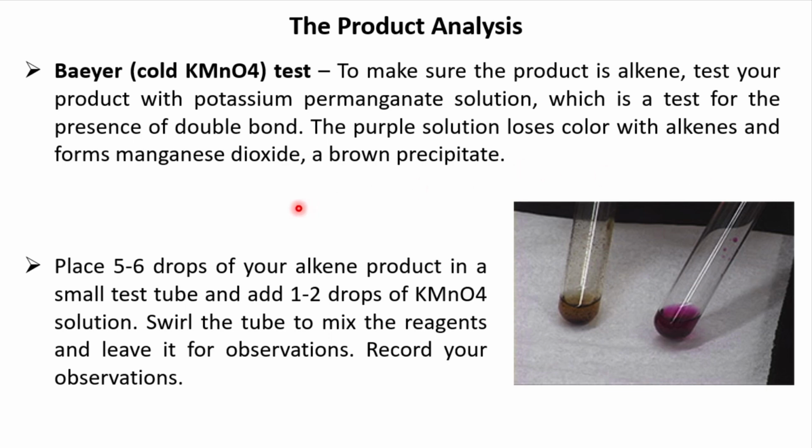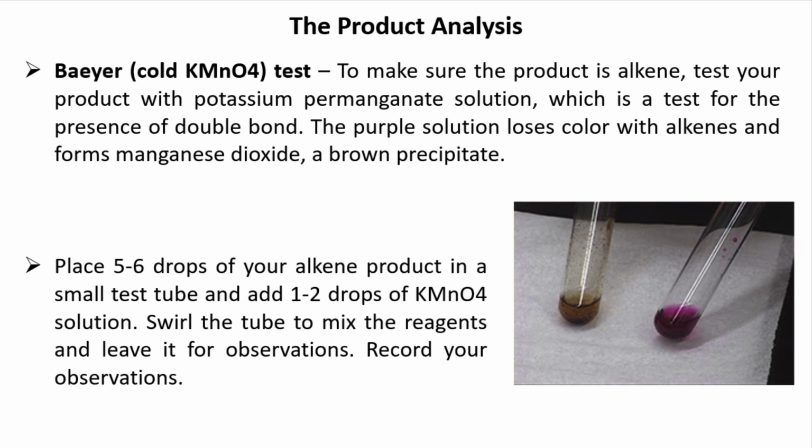Okay, so afterwards you can use the cold potassium permanganate test, which is also known as the Baeyer test, to test whether the product you have is actually cyclohexene. Here, the purple solution loses color with an alkene and forms manganese dioxide, which is a brown precipitate. So this is a negative test result. This is a positive test result. So getting this indicates the presence of an unsaturated functional group, which is a double bond.